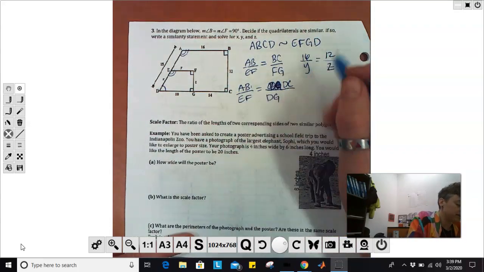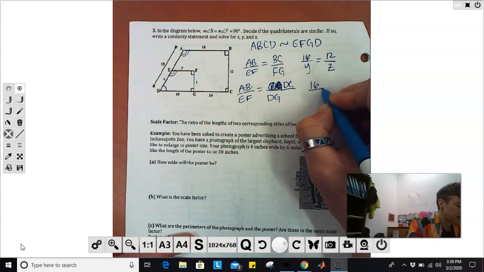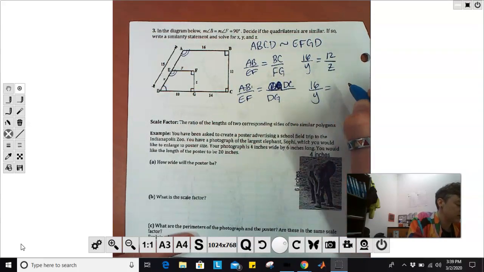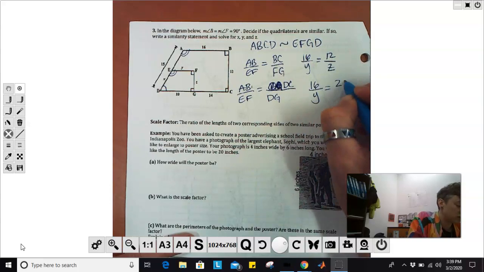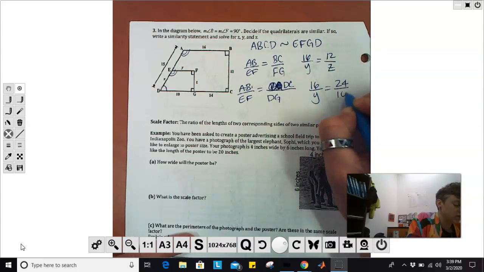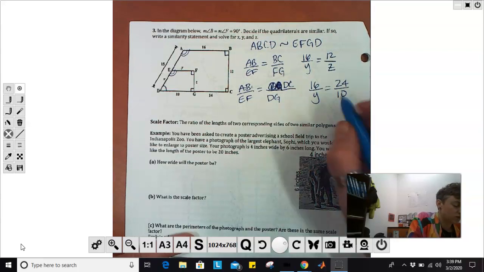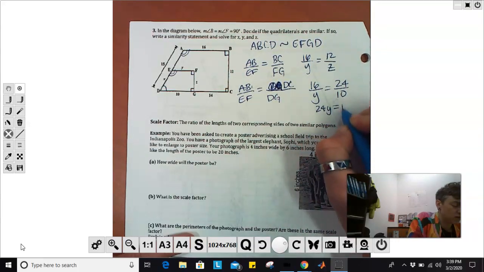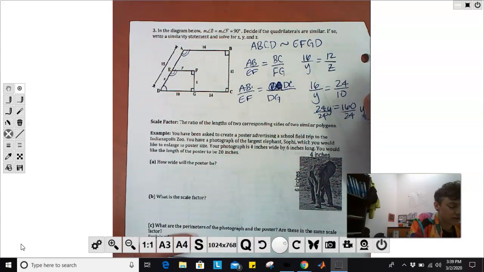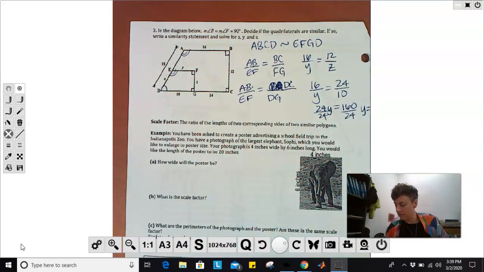So AB is 16, EF is Y, DC is 24, DG is 10. And cross multiply, we'll get 24y equals 160, divide by 24, divide by 24. I don't know what that is off the top of my head, so I'm going to go in my handy dandy calculator. That was silly. You probably know the answer by now. 160 divided by 24.